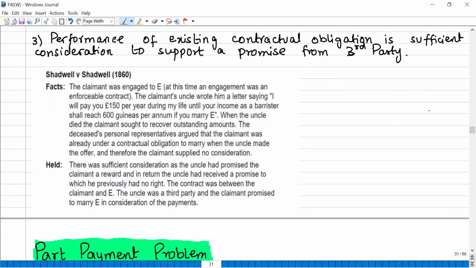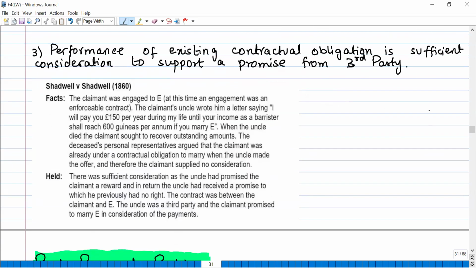Performance of an existing contractual obligation is sufficient consideration to support a promise from a third party. If you are performing your existing contractual obligation, and by that performance you are supporting a promise from the third party, a promise made regarding this same contractual obligation, then that will be considered sufficient consideration. Now let's understand this point with this case, Shadwell versus Shadwell.